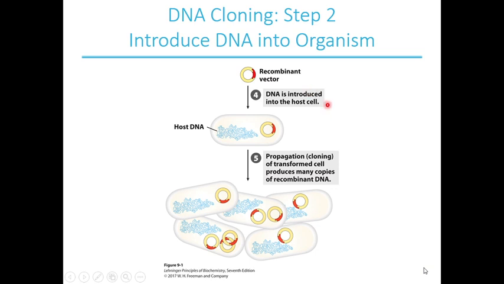In the second step of cloning, the recombinant vector generated is introduced into the host organism, and in this case, the host is E. coli or bacterium. Once this recombinant vector is introduced into the host, this vector gets propagated as long as the bacterium multiplies. This results in many copies of recombinant DNA containing the gene of interest inserted into the plasmid.